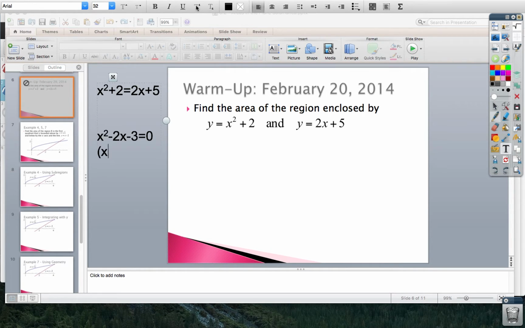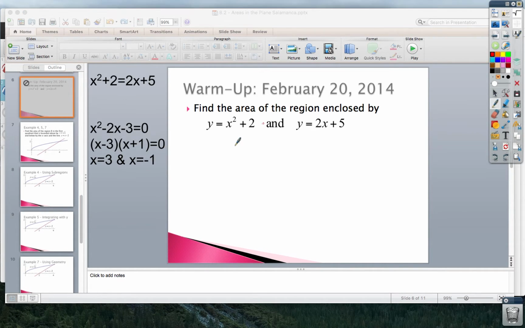We're going to factor that. We get x minus 3 times x plus 1 equals 0. We get the points of intersection as x equals 3 and x equals negative 1. So now we know where we're integrating. We're integrating from negative 1 to 3. Now, if you're not sure which one goes on top and you don't want to graph it, what you could do is substitute a value in there. So from negative 1 to 3, we're going to pick a value in between. We're going to pick 0 because it's an easy number.